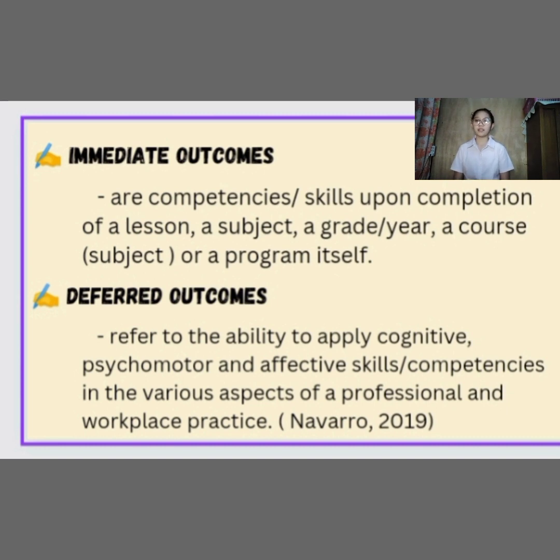So what is immediate outcome? Immediate outcomes are competences or skills upon completion of a lesson, a subject, a grade or year, a course, or a program itself. Immediate outcomes is a change that is expected to occur once one or more outputs have been provided or delivered by the implementer. In terms of time frame and level, these are short-term outcomes and are usually changes in capacity, such as an increase in knowledge, awareness, skills or abilities, or access among intermediaries and beneficiaries.